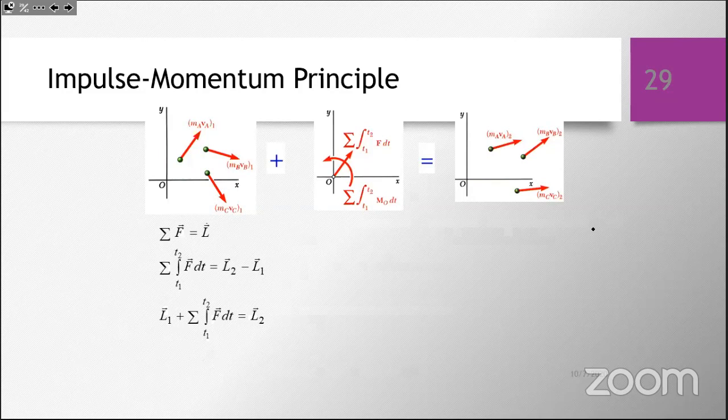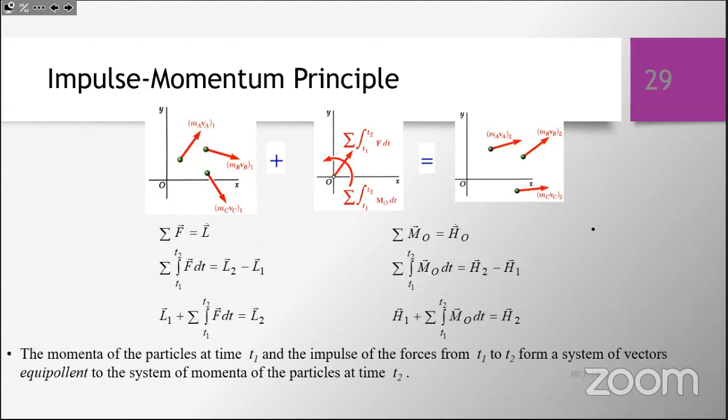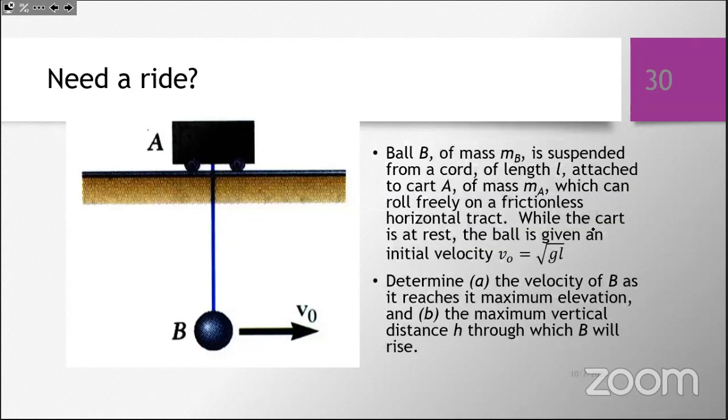We talked about impulse momentum, right? A little bit. Here's our impulse momentum diagram again. Here's my momentum plus my impulses. And remember, we've got to discuss this in terms of angular momentum. That hasn't become apparent yet why we need to do that, but it hopefully will soon. The momenta of particles at time t1 and the impulse forces from time t1 to t2 form a system of vectors that are equivalent to the system of momenta, right? All right, so let's try one.